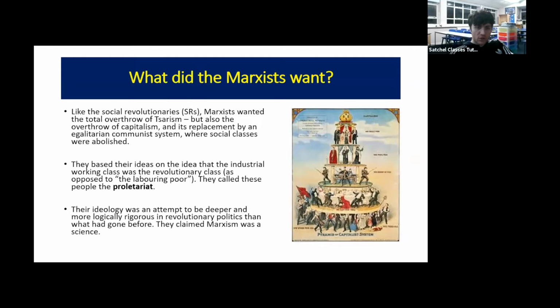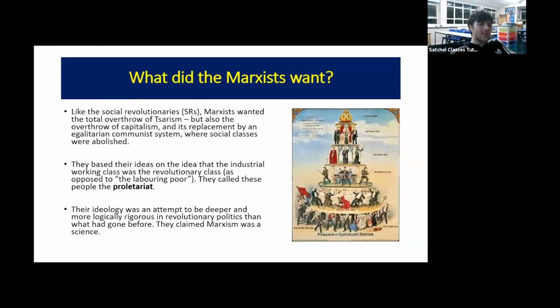Now, the social revolutionaries, they wanted some similar things to the Marxists, but they did not base themselves on the industrial working class. They based themselves on what they called the laboring poor, which was the industrial working class and the peasantry. So basically anyone that didn't have much money in Russia at that time, the social revolutionaries took them as their base. But the Marxists, they thought that the industrial workers in the factories specifically, they were the ones that could carry out a revolution because they had the economic power to do it.